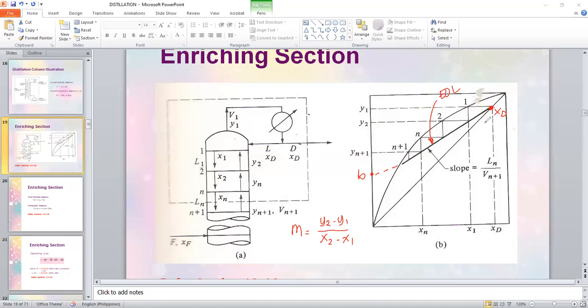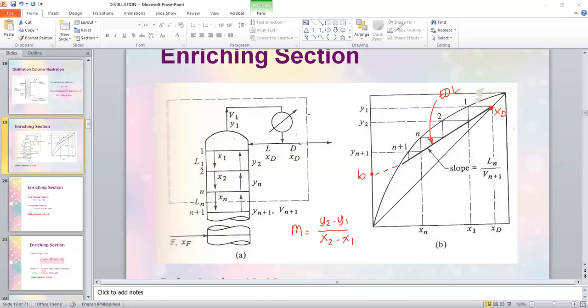This enriching section operating line is given by this equation. But before I show to you that equation, which we skip because I need to go to the reflux ratio, do you follow my discussion here on how you're supposed to plot the y-intercept and how you're supposed to use the slope? That way you can properly draw your enriching section operating line.